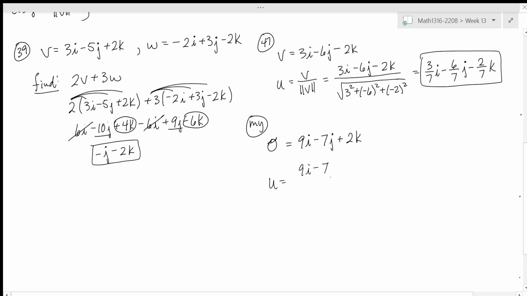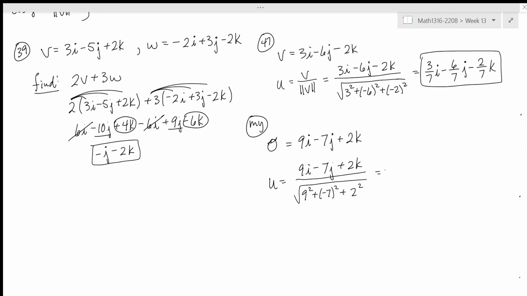9i minus 7j plus 2k. Boy, the numerator's easy, just copy and paste. And the denominator is the magnitude. I hope it comes out to be a nice square root. Does it come out to be a nice square root? Square root of 134? It didn't square root nicely. That's still radical. Anybody else get square root of 134?